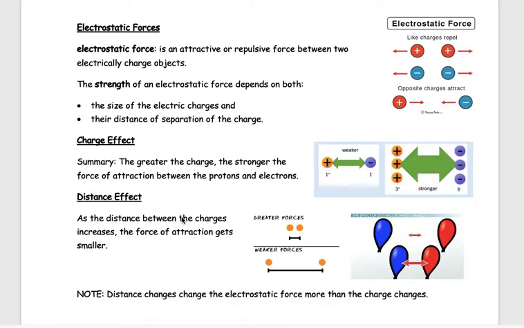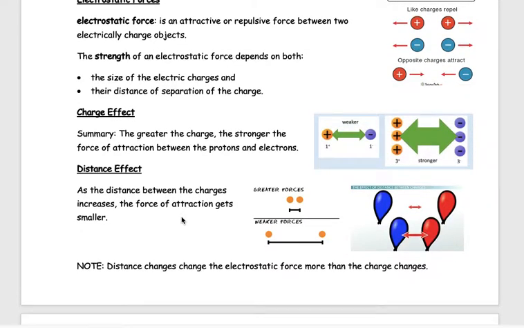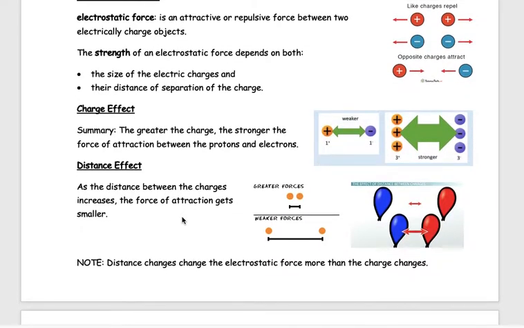And if there's a difference in distance, like this one was a difference in how many charges there were, it's the same thing. That's going to affect how well they can attract. So the closer you are, the greater the force will be. The further you are, the weaker it will be. You can look at these balloons as well. Maybe you rub them on your head and charge them, and when they're closer, the attraction force is greater. When they're further apart, it's harder for them to attract each other.